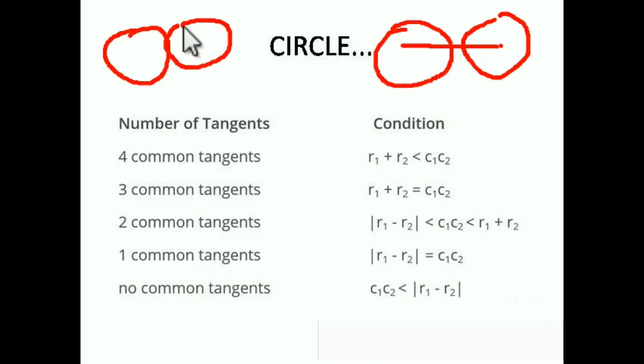So in this case, this is the center, this is the center, then the distance between the centers is equal to the summation of the radii. So R1 plus R2 is equal to C1 C2. Now for 2 common tangents, the circles intersect each other.